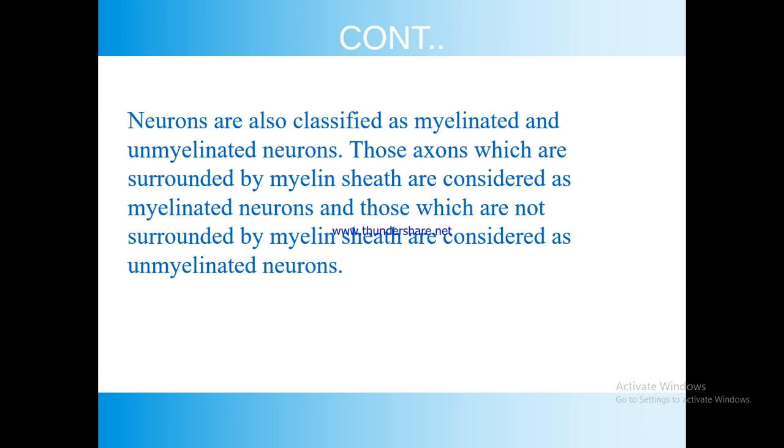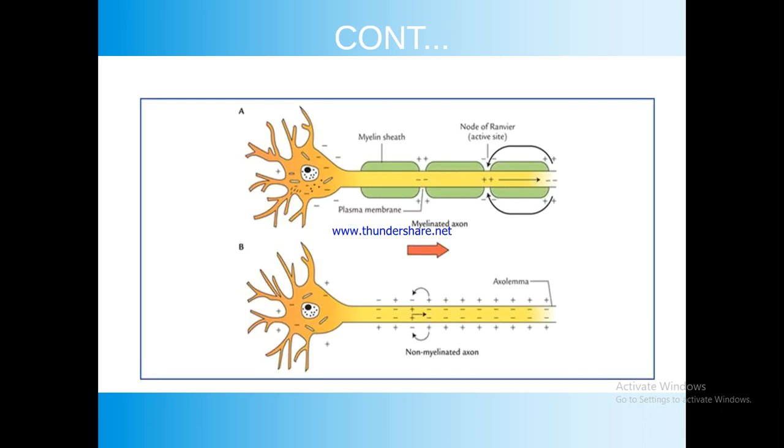Now, neurons are also classified as myelinated and unmyelinated neurons. The axons which are surrounded by the myelin sheath are considered myelinated neurons, and those which are not surrounded by myelin sheath are considered unmyelinated neurons. As you can see over here, in this one the axon is covered by the myelin sheath, and this is considered a myelinated neuron, and in this one the axon is not covered by the myelin sheath, and it is considered a non-myelinated neuron.